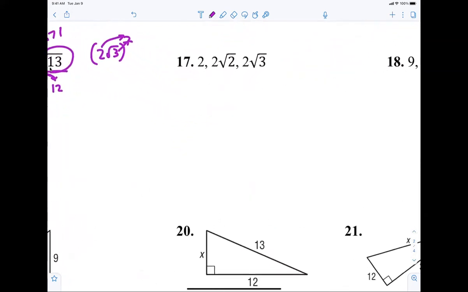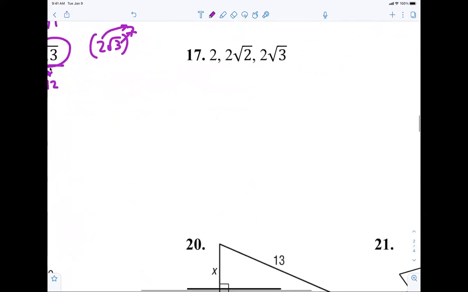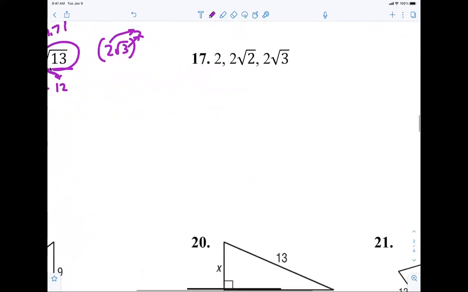Okay, let's check out this one. These numbers are kind of close too. Now, basically, these all have a 2 in them, correct? So I'm just comparing 1, square root of 2, and square root of 3. So that's definitely a triangle. All right, that's definitely a triangle.